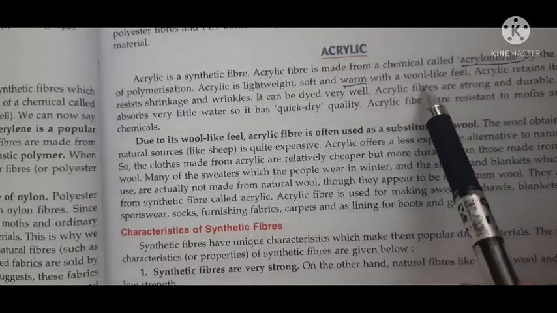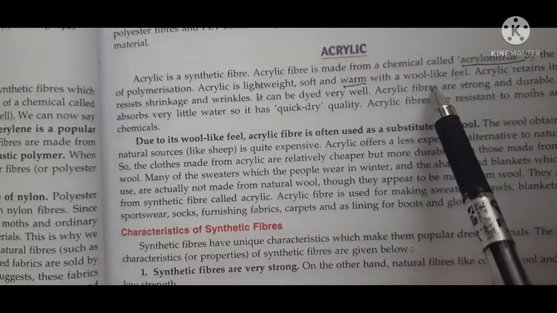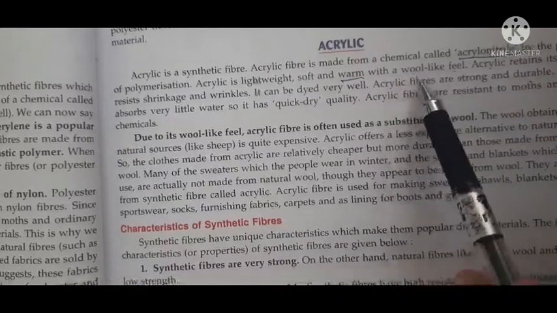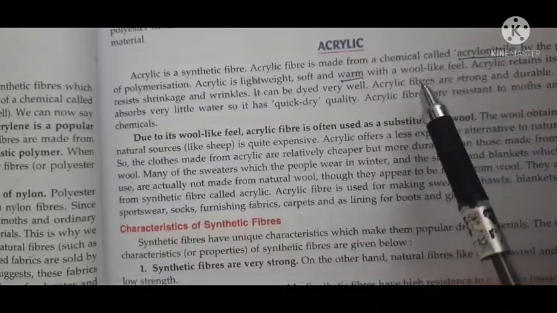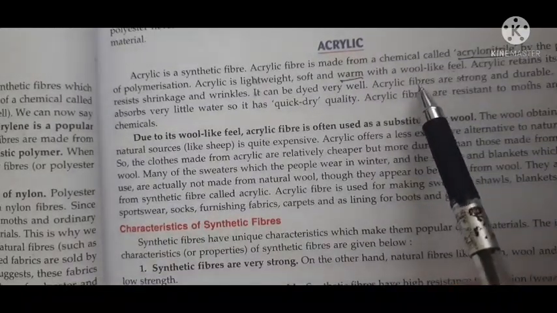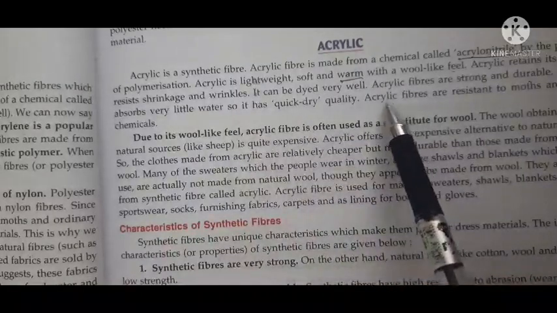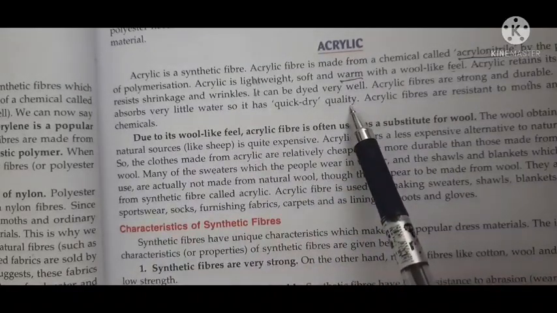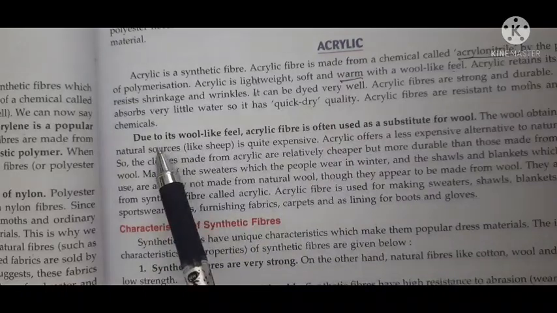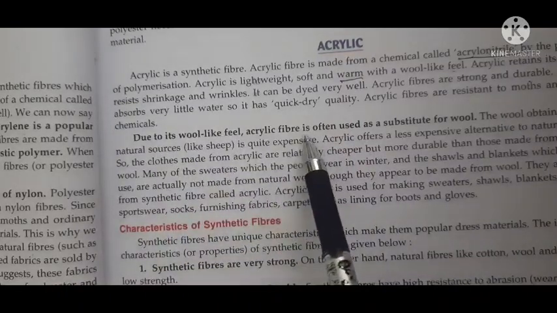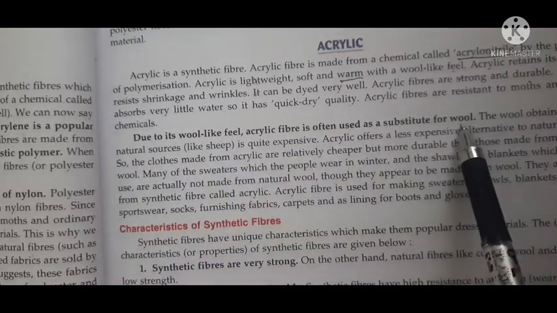Okay, so this is the additional property: it can be used in winters since it has a wool-like feel, and it can be used in place of natural wool. And the rest of the properties you can see here are similar to those of synthetic fibers. Due to its wool-like feel, acrylic fiber is often used as a substitute for wool.